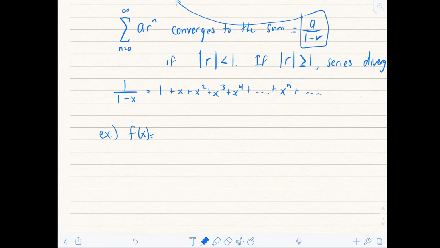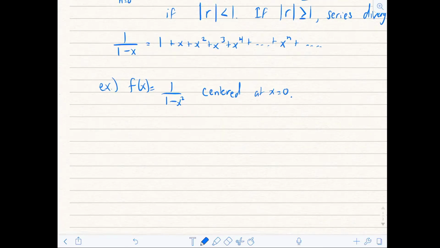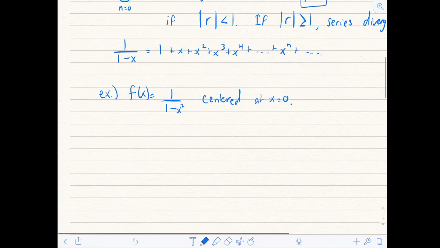f of x is equal to 1 over 1 minus x squared, centered at x equals 0. We remember the stuff before in terms of centered; we're going to go into more details about that later. But let's say that I want the first four non-zero terms and then a general term. So I have to take a look at this specific function right here and pull out the a value and pull out the r.